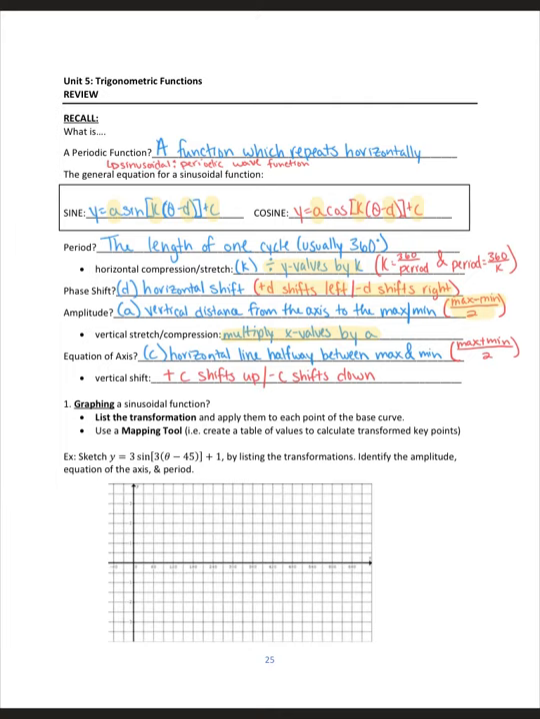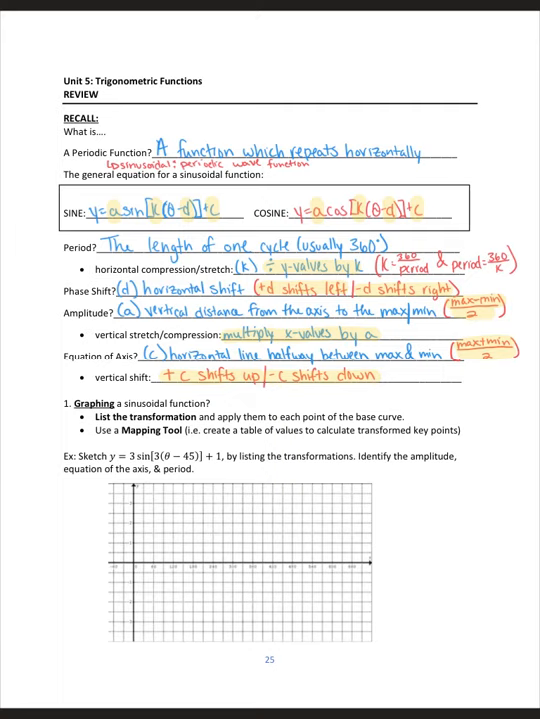So remember, the equation of our axis is that horizontal line halfway between our maximum and our minimum. And we can determine that, again, using our maximum and minimum, adding them together and dividing by 2. That c value, that is our equation of our axis, is also our vertical shift. And what's important to remember there is that if we have a plus c, it's going to shift the function up. And if we have a minus c, it's going to shift the function down.